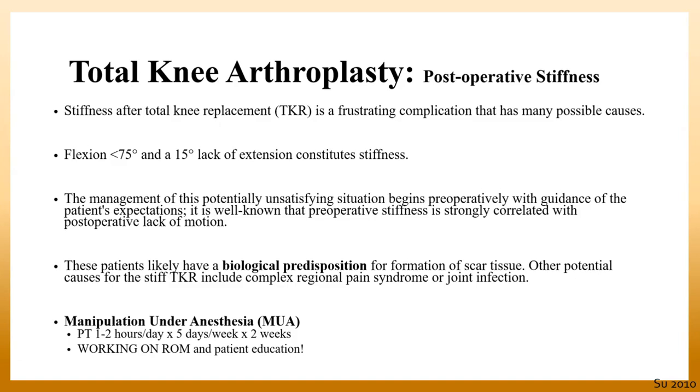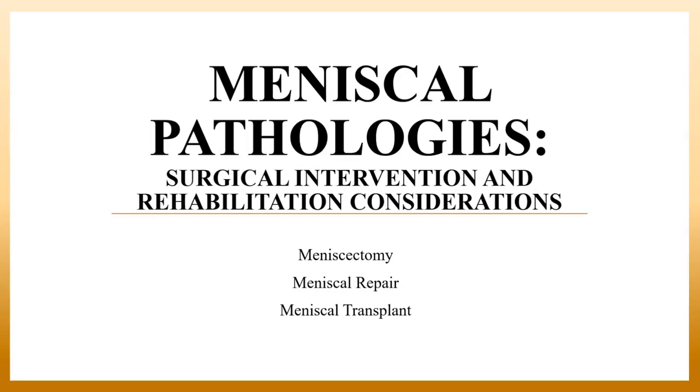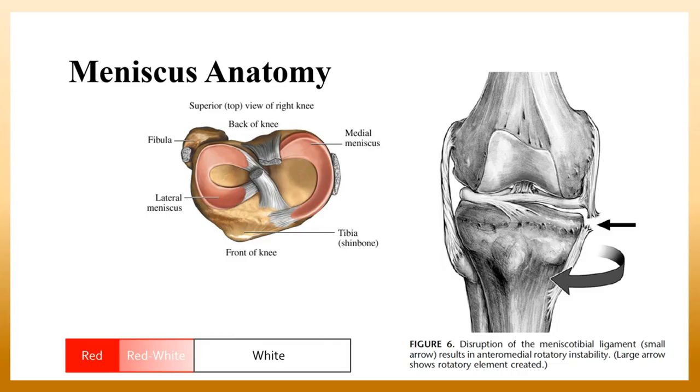So we try to get them better otherwise. What about meniscal pathologies? So we're looking at meniscectomy, meniscal repair, and we'll quickly mention a meniscal transplant. So meniscus anatomy, of course, we have these two C-shaped menisci. You have your medial meniscus and your lateral meniscus.